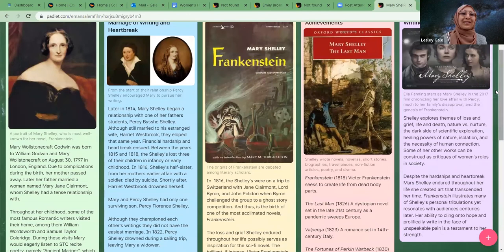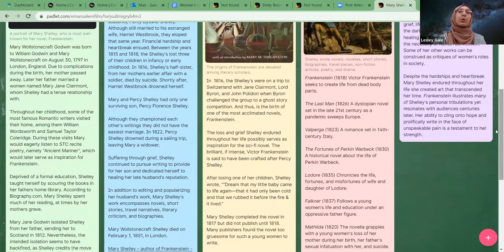And because of complications during the childbirth, her mother would actually pass away shortly after. Throughout her childhood, some of the most important romantic writers that we've studied, like William Wordsworth and Samuel Taylor Coleridge, would frequent their home. And during these times, Mary would listen to their discussions. She would listen to them recite poetry. And one of the poems that she listened to was The Ancient Mariner by Samuel Taylor Coleridge, which would later serve as inspiration for her novel Frankenstein.